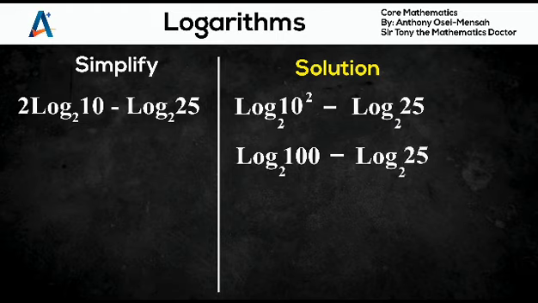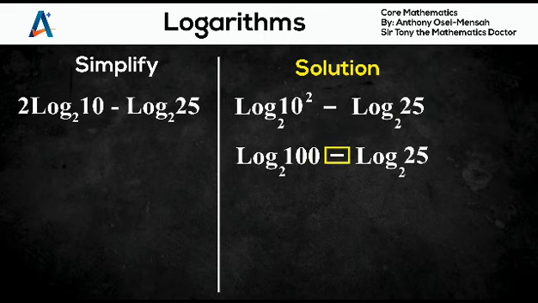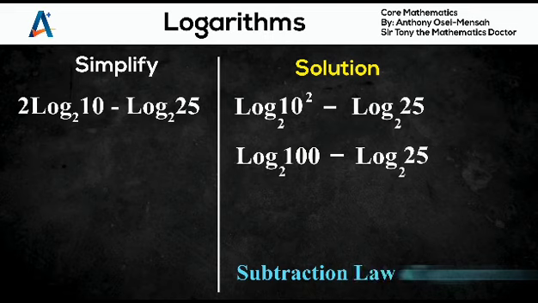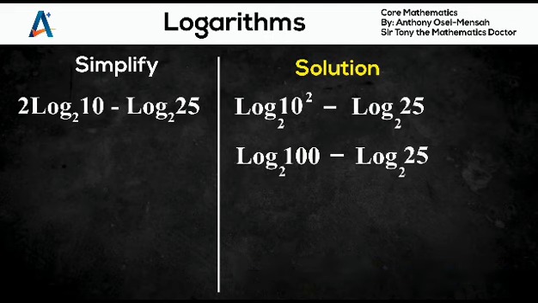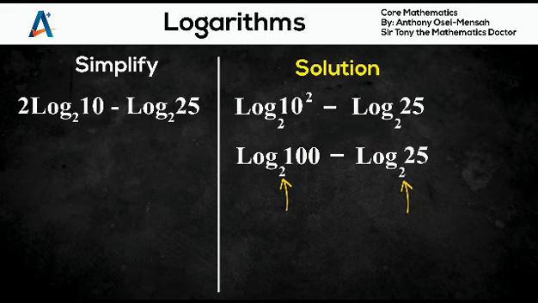Since there are no coefficients or numbers in front of the log, that is, here there is no coefficient, and here there is no coefficient, there are no numbers. Since we have this situation, we can go ahead and apply the law of logarithm that deals with the subtraction sign, and that law is what we call the second law of logarithm, that I have entitled the subtraction law of logarithm. Now, how do we apply it? Don't forget that this number 100 here and the 25, these are referred to as the numbers of the logarithm. And this small number 2 here is called the base of the logarithm.